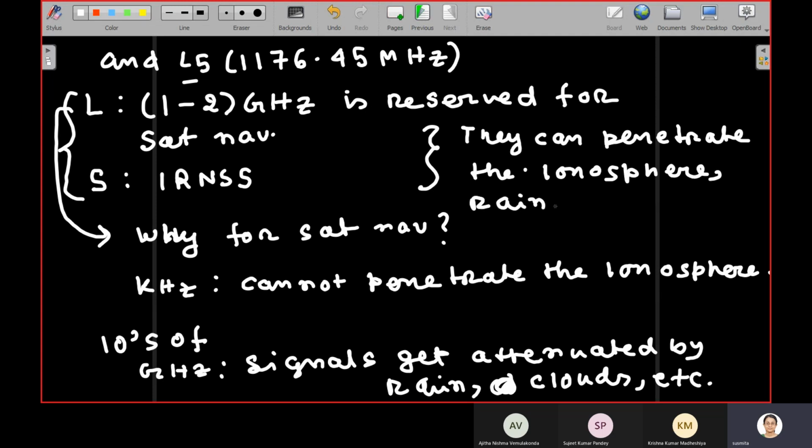Rain, clouds, fog, etc. So we basically get signals in all weather conditions with this band. This is why we go for this one for satellite navigation.